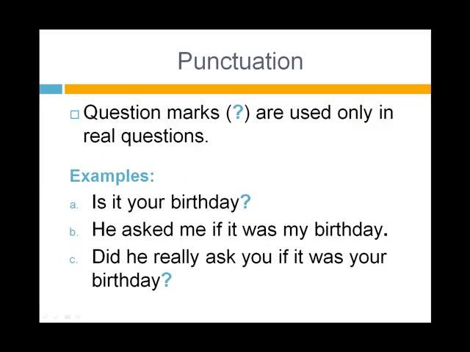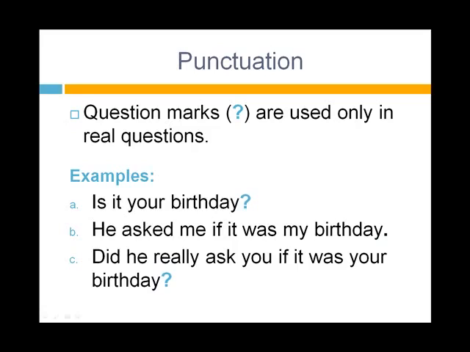Let's talk for a moment about punctuation. Question marks are used only in real questions. Look at these examples. A: Is it your birthday? B: He asked me if it was my birthday. C: Did he really ask you if it was your birthday? In examples A and C, we use question marks to show that these are real questions. In example B, we're not asking a question, we're just reporting one, so our statement ends with a period.